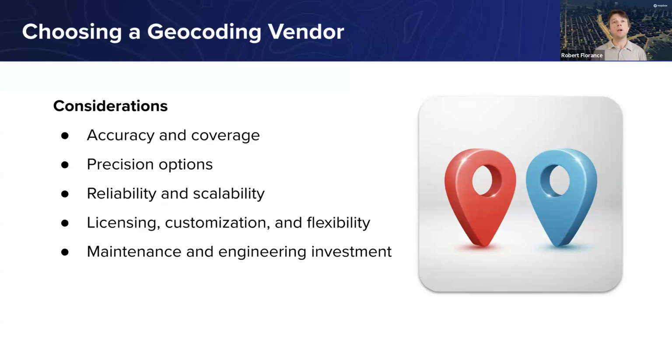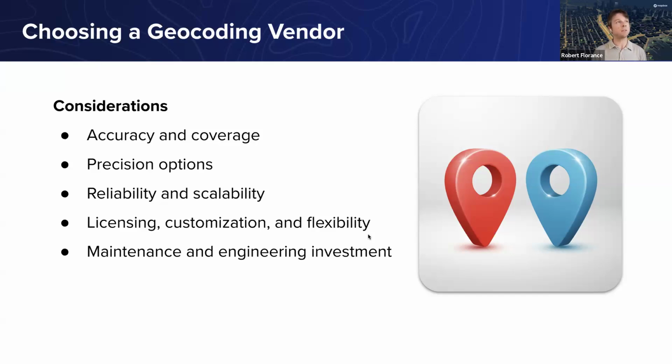And then the last is the maintenance and engineering investment. If you're rolling your own geocoder with Pelias or something like that based on OSM data, estimate the cost of upkeep of that solution, making sure that you have the latest data in there, and including when you expand to other countries, making sure that engine actually supports querying addresses in that country. These are the important considerations that we see with customers.